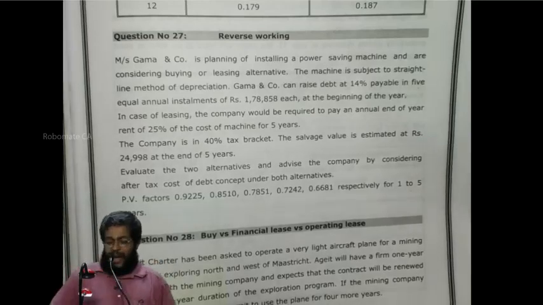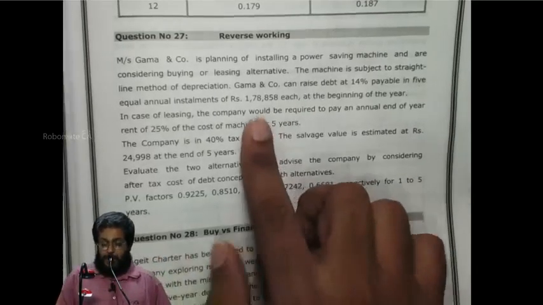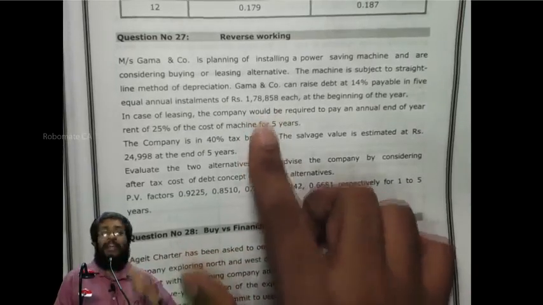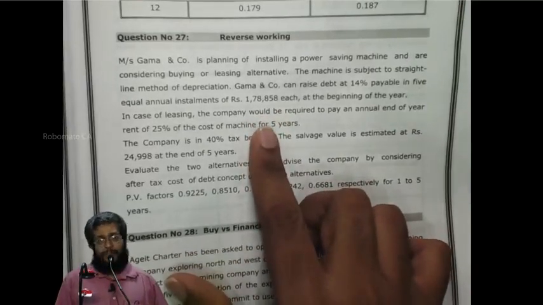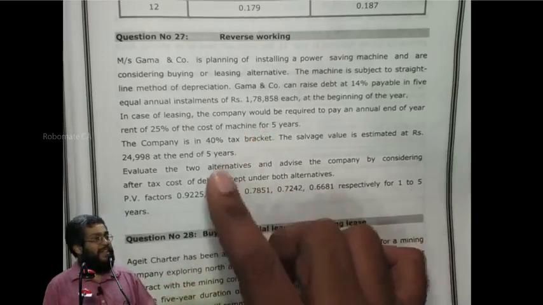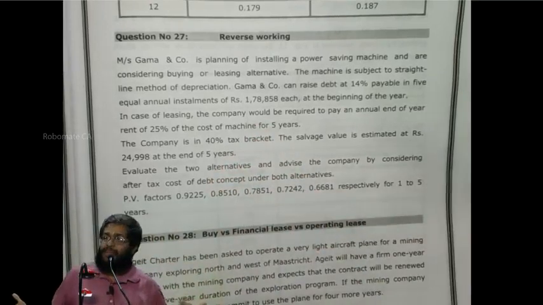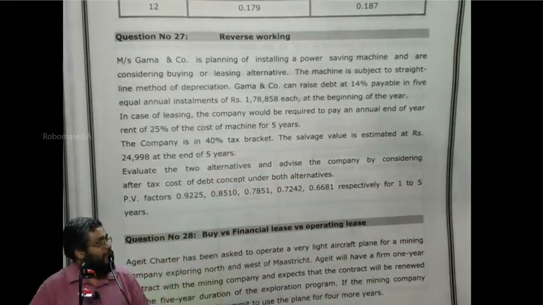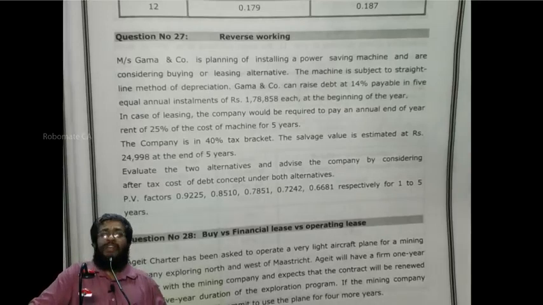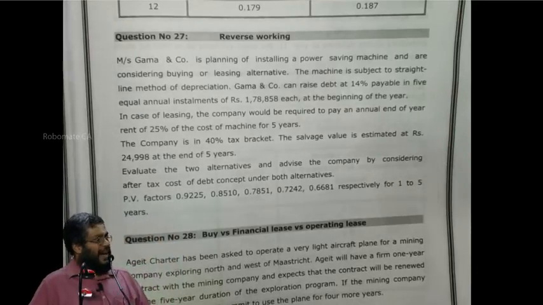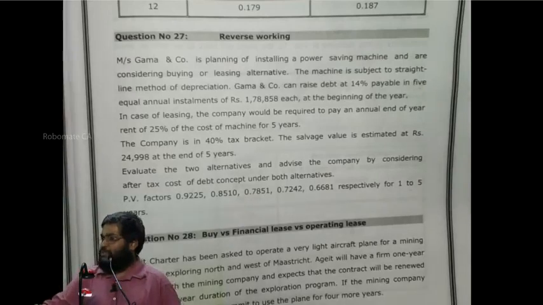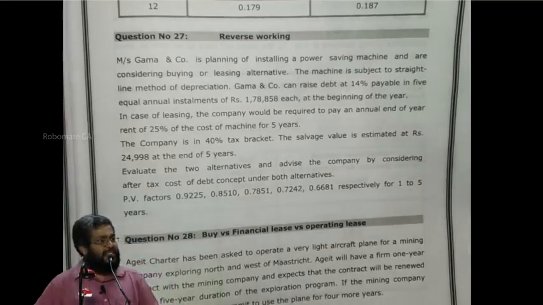In the loan option, I pay an EMI every year of how many rupees? 1,75,858. It covers interest as well as principal. This EMI is a year-end EMI or year-beginning EMI? Year-beginning EMI. Respond yes or no? In the entire sum, we don't know the cost of the asset. The cost of the asset will obviously be the loan amount also, and the lease rent also is 25% of the cost of the asset. So my first aim is to find the cost of the asset. Right or not?